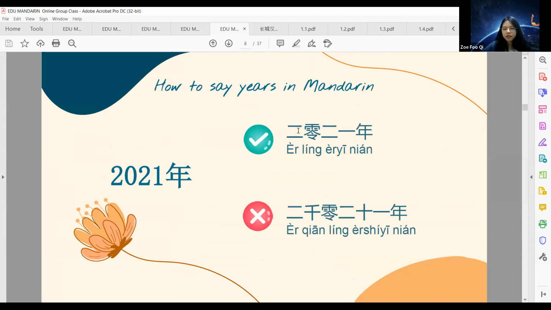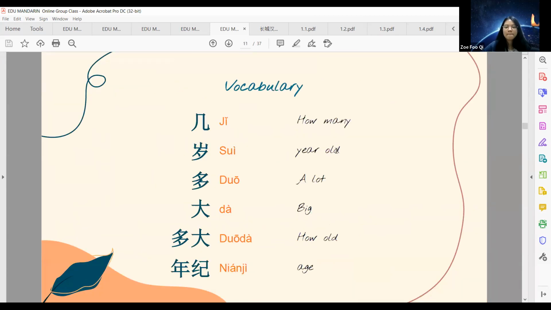Then if you want to say the years, we won't say 2000 something. We just talk about it digit by digit, so it will be 2021年. Okay, this one is the new thing. Not a new thing, meaning the vocabulary for this chapter.